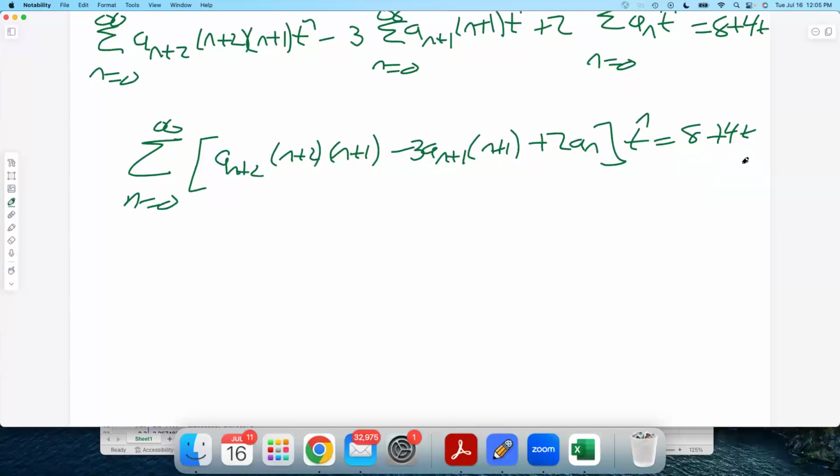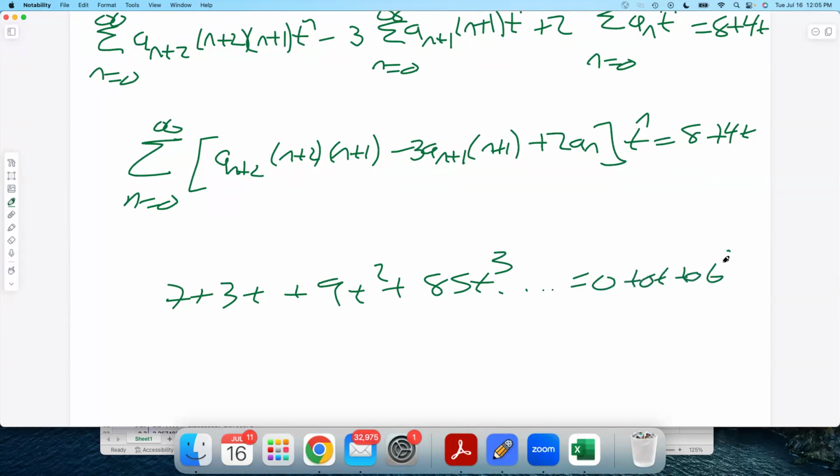Remember, this is just a bunch of stuff. This is like 7 plus 3t plus 9t squared plus 85t to the third. This is an infinite polynomial. And over here, what we usually have is 0 plus 0t plus 0t squared, 0t cubed. We usually have all zeros, so we just equate like coefficients. It's the same idea here, but they're not all 0 on the other side.